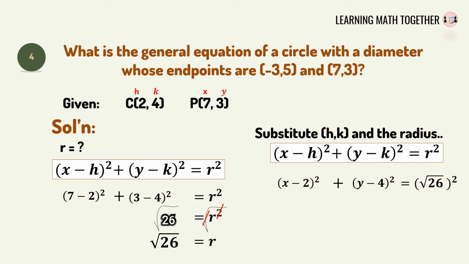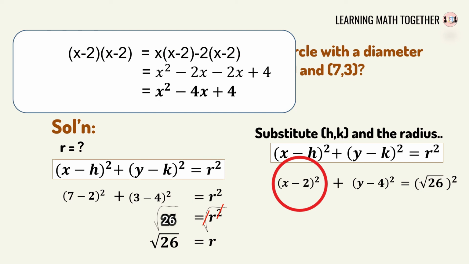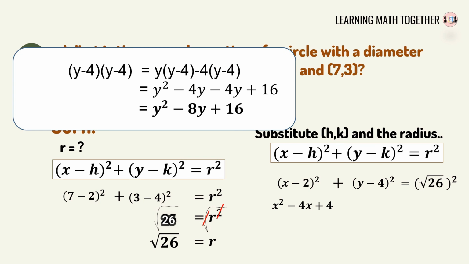And then simplify this one by expanding (x minus 2) squared. So if we expand (x minus 2) squared, we have (x minus 2) times (x minus 2). We use the distribution method here. So the final answer is x squared minus 4x plus 4. Let us write it here. And then expand (y minus 4) squared. We have (y minus 4) times (y minus 4). That is equal to y squared minus 8y plus 16.